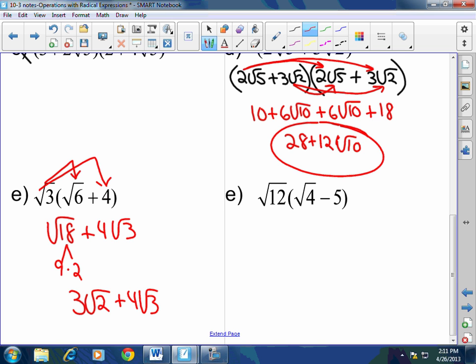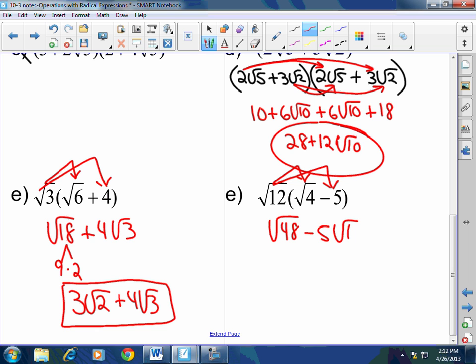Can I add those together? But I really want to. But I can't. Very good. Awesome. It's a rule. Good job. Now, square root of 12 times square root of 4 is? Minus square root of 12 times 5? 5 square root of 12.